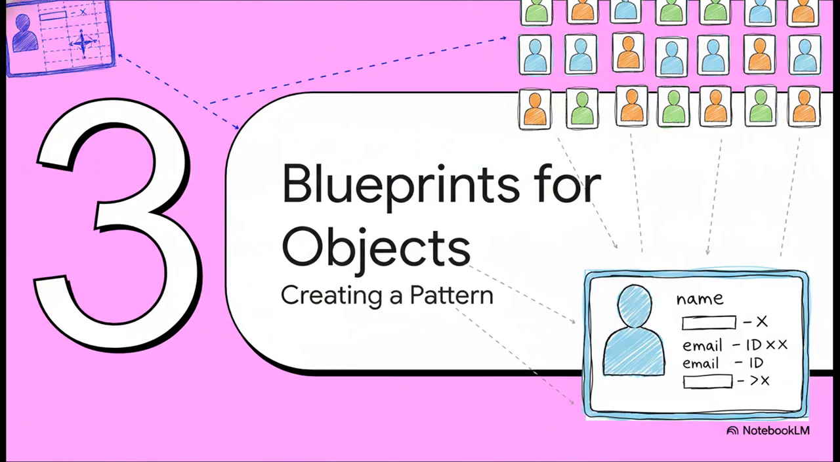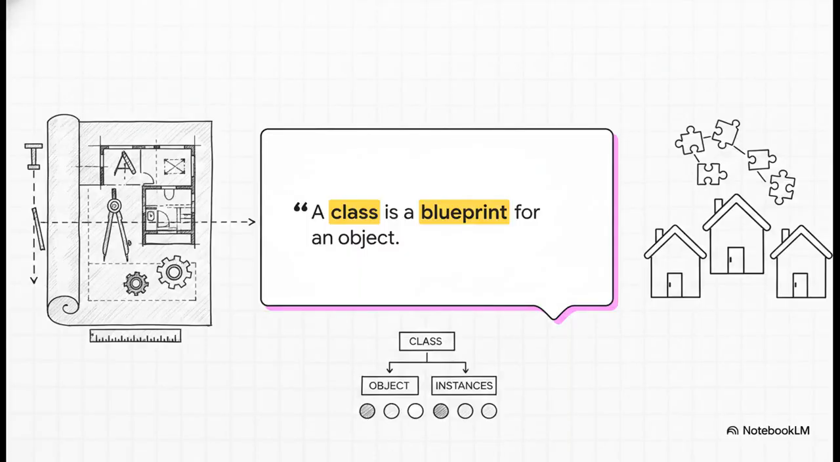So far, we've been building our objects by hand, one at a time. But what if you need thousands of them, like an object for every single user in your app? You're not going to type them all out. You need a pattern. You need a blueprint. This quote from the source material absolutely nails it. A class is a blueprint for an object. It's the perfect way to think about it. The blueprint isn't the house itself, right? It's the set of instructions for building the house.